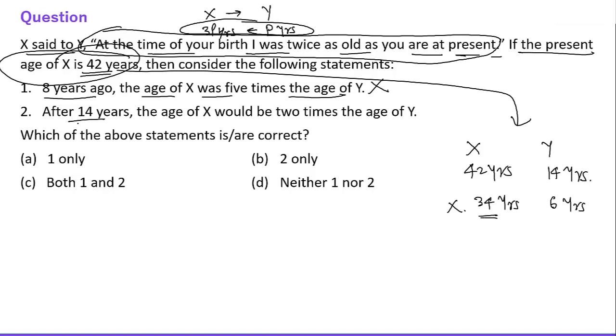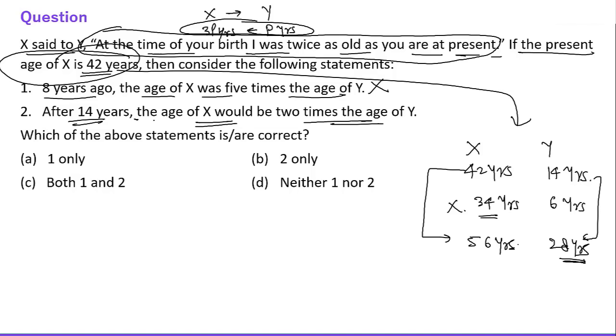Then, after 14 years, the age of X would be 2 times the age of Y. So this is 56 and this is 28. They are saying after 14 years, the age of X would be 2 times the age of Y. Yeah, this is correct. Second option is the right choice. So which of the statements are correct? Only 2. Second only. Okay, everyone, fine. Correct. All right.